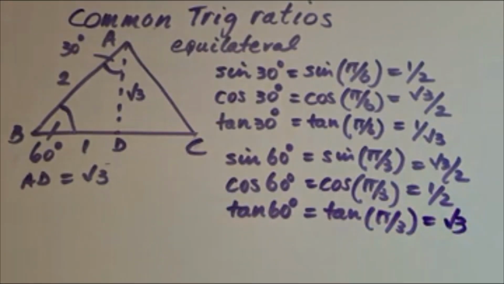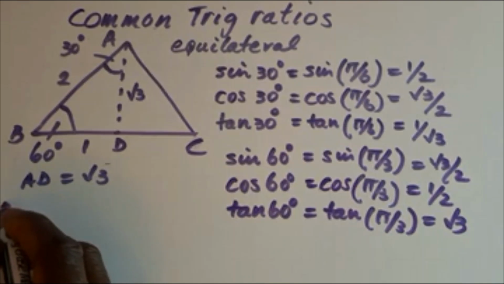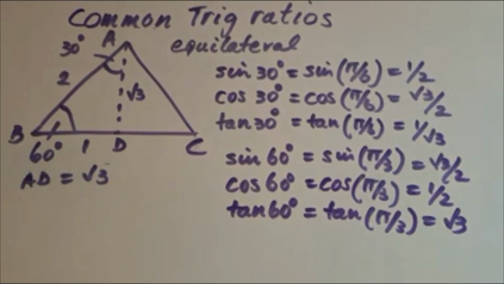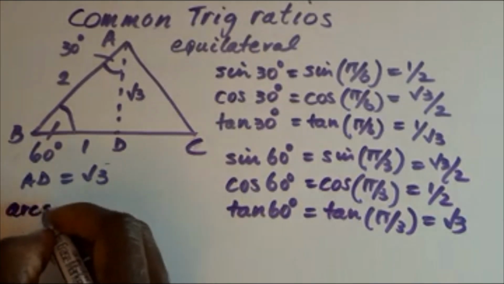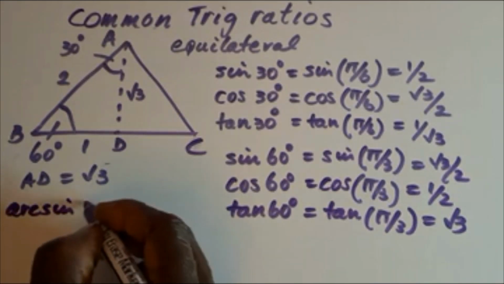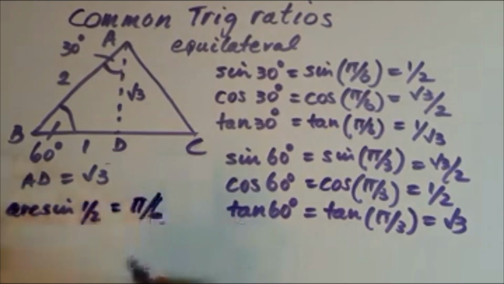And there you have it. We have the common trig ratios. We could go a step further. We can also work out arcsine, so the arcsine of a half would be pi over 6.